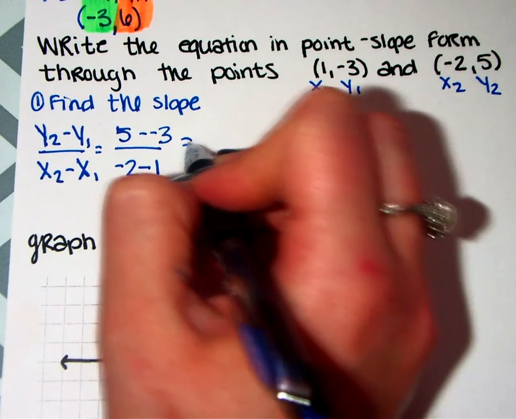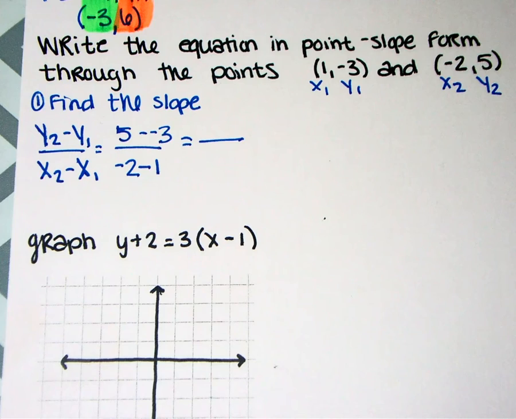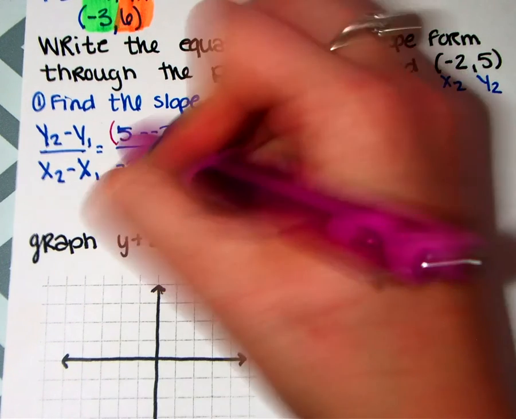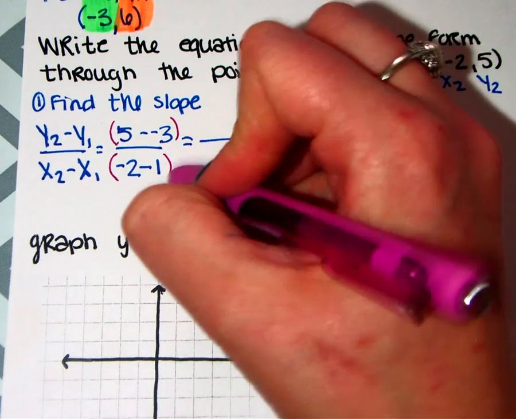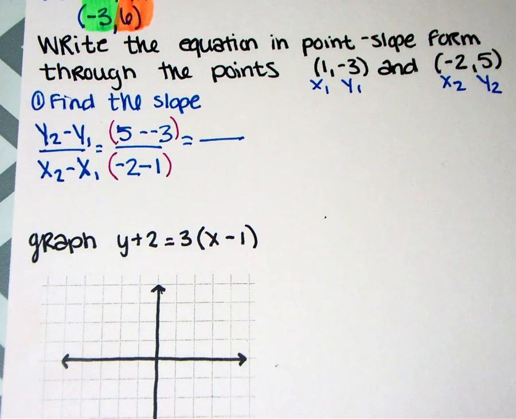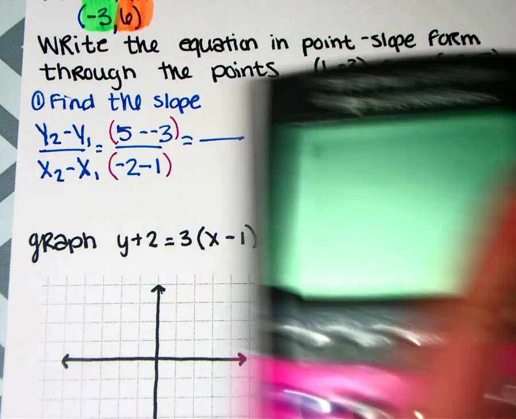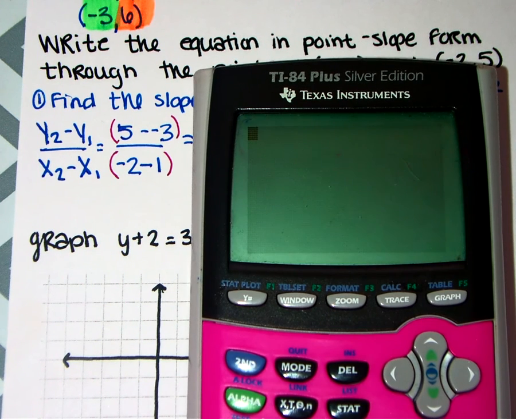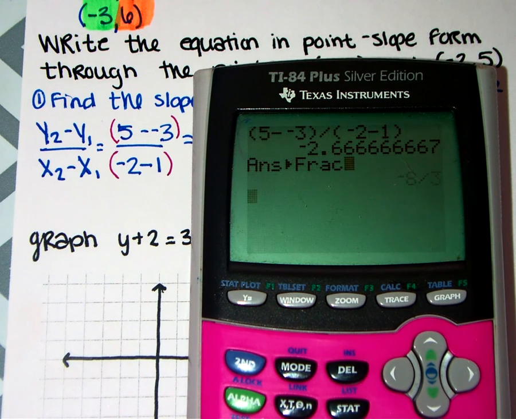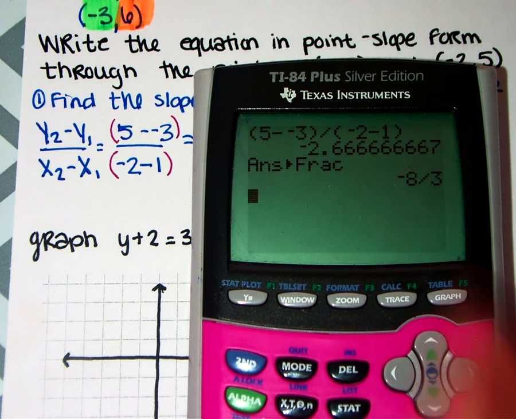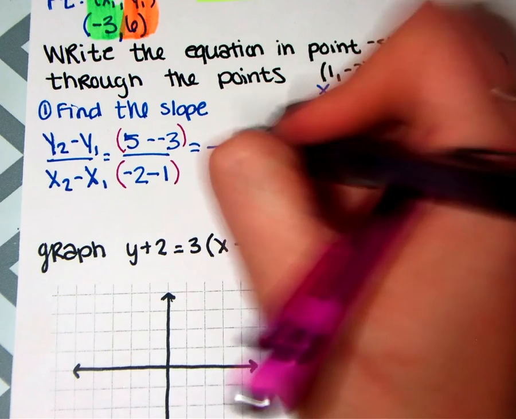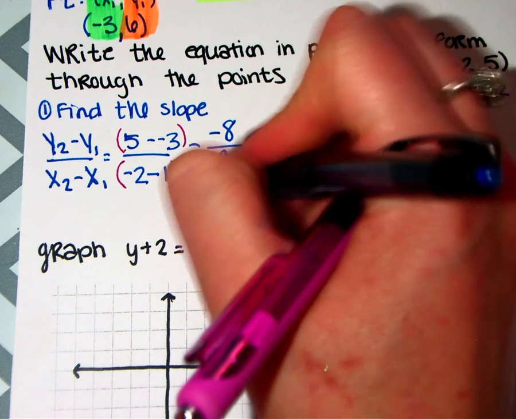I'm going to go ahead and do this straight into my calculator, but I'm going to be careful because my calculator is not smart enough to know, hey, I want the top to stay together. So make sure that when you're doing this, that you're putting it in parentheses. So we should get parentheses 5 minus -3 divided by parentheses -2 minus 1. I get a big long decimal, but we don't want a decimal. Math, enter, enter. -8 over 3. So my slope is -8/3.